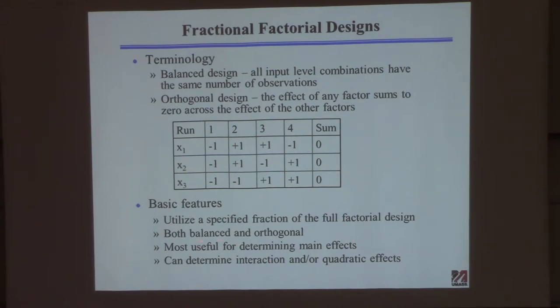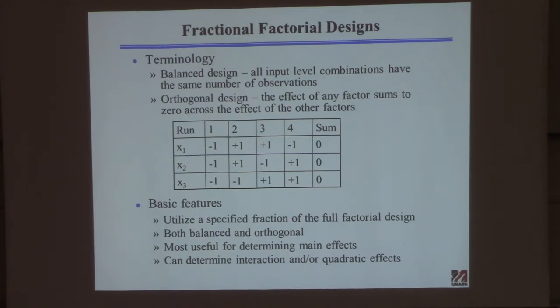So these designs, not including that idea of adding center points, which I showed you on the last slide, will be both balanced and orthogonal. These are going to be mainly useful for determining the main effects. So if you go back to the regression model, in other words, you want to do fewer experiments. That's great. Here's what you get back: less information.